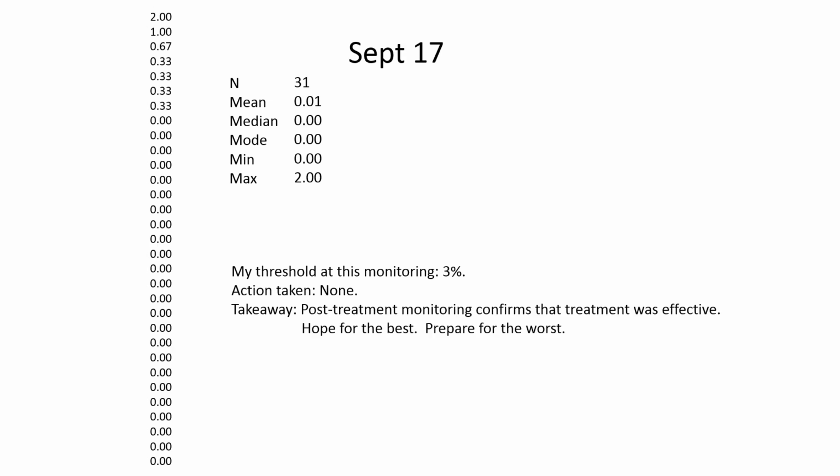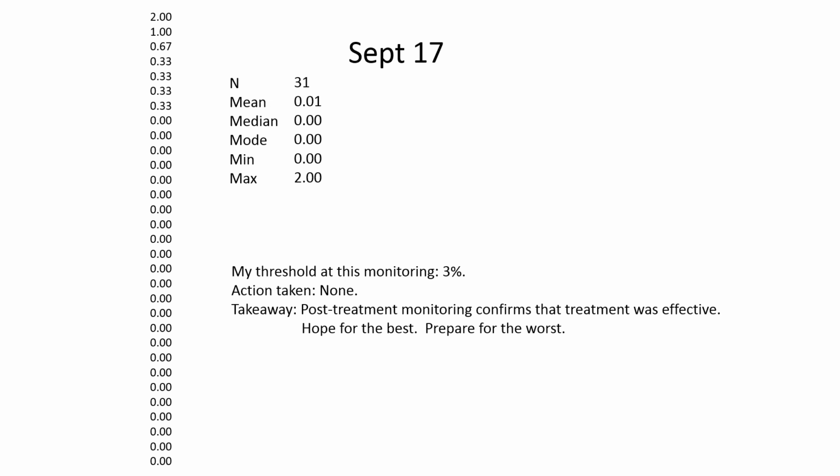September 17th was my post-treatment monitoring to see how things looked after I treated. I monitored 31 colonies. The average was 0.01%, so almost 0, which was great to see. The median was 0, the mode was 0, the minimum was 0, the max mites per 100 bees 2, and only had 1 there. So I was very pleased with my treatment. It worked really well.